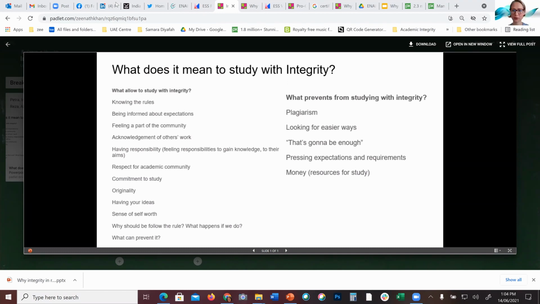Can you hear me? Yeah, now we can hear you. Okay. Yes, so you also have to understand that you are part of a community, that what you have to write or what you have to say is meaningful, and it's not just that you're reading from other people and so on, that you have original ideas to offer, and that you can acknowledge other people's work, and you are committed to studying, and so on.